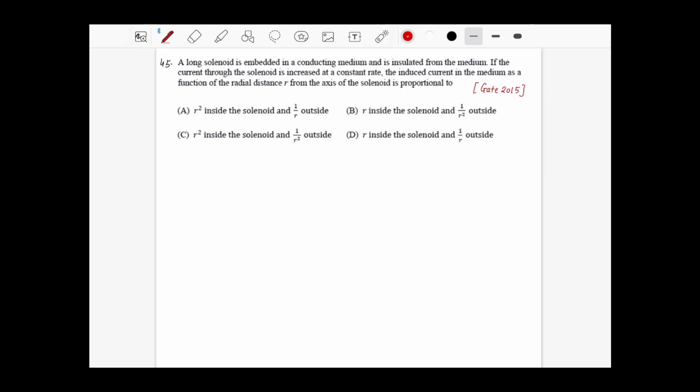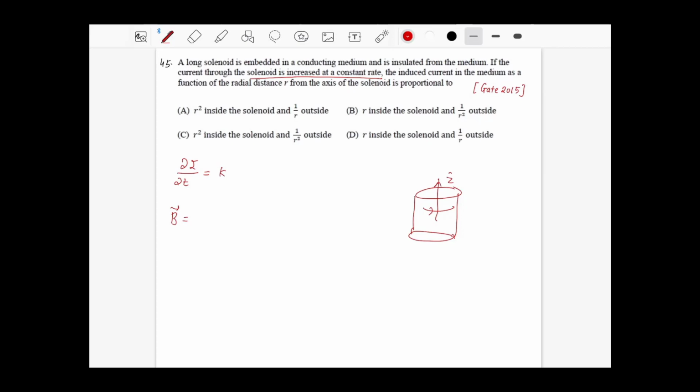So basically, we are given that the current is increased at a constant rate. So dI/dt is constant in the solenoid. For the sake of simplicity, I am drawing the solenoid here as a simple cylinder, where the current is flowing such that the magnetic field is in the z cap direction. So current is flowing like that, and this is the axis of the solenoid.